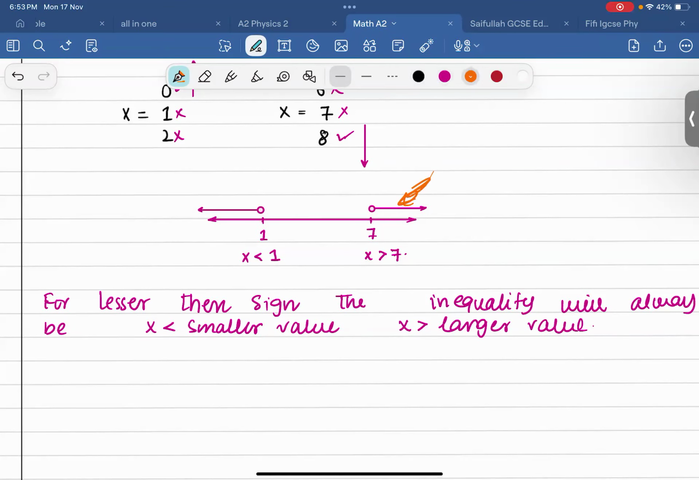Wait, ping with the screen. Give me one second please.